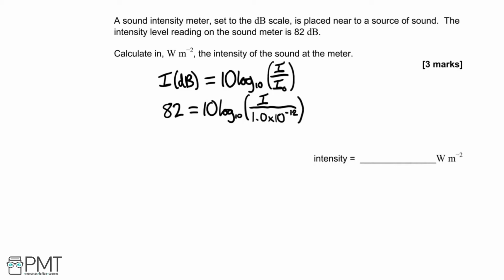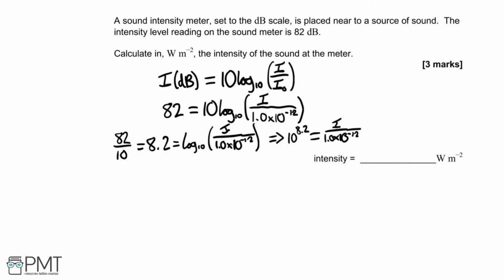And that's just a value that you need to know. So we're going to rearrange to make I the subject. So I'll do this in a couple of steps. Firstly, let's get the log to base 10 on its own. So what this means then is that 10 to the power of 8.2 is equal to whatever's in the brackets of the log. So let's write that down. And then finally, we'll multiply both sides by 1 times 10 to the minus 12 to get I on its own.